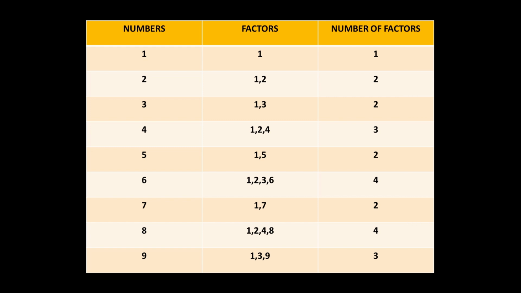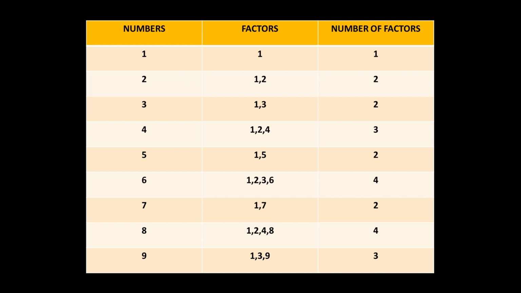Now consider this table. The first column of the table represents the numbers from 1 to 9. The second column represents its factors and the third column represents the number of factors of each number. From the table, we can identify some properties. We can classify the numbers into two types, prime numbers and composite numbers.